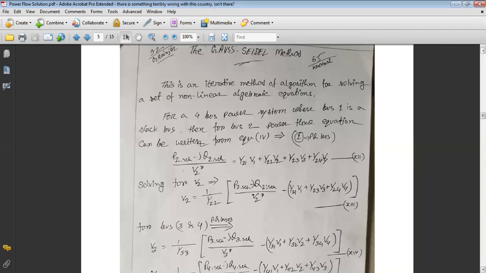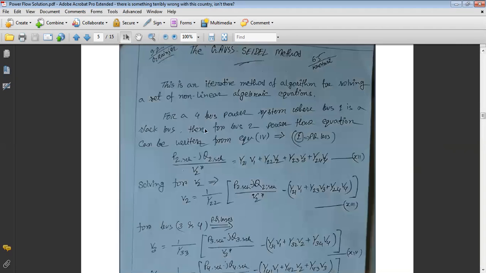In a particular power system, if we consider a 4 bus power system, and bus 1 is a slack bus, it is a generator bus for which the bus voltage magnitude and angle are known. So we don't need to calculate anything at first for this bus. Next, buses 2, 3, and 4 are all PQ buses.